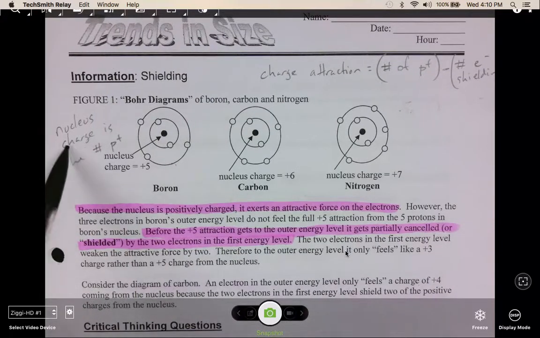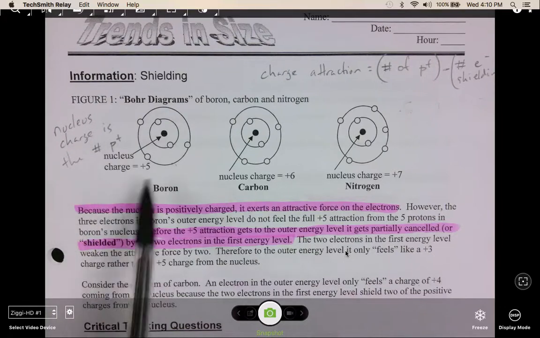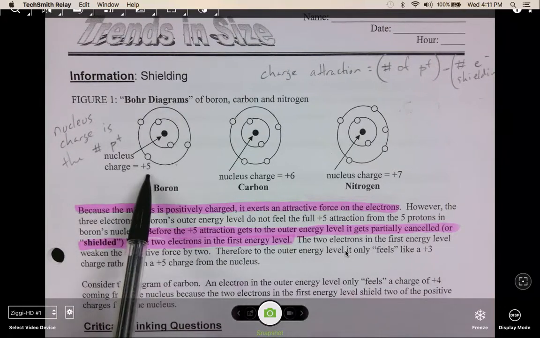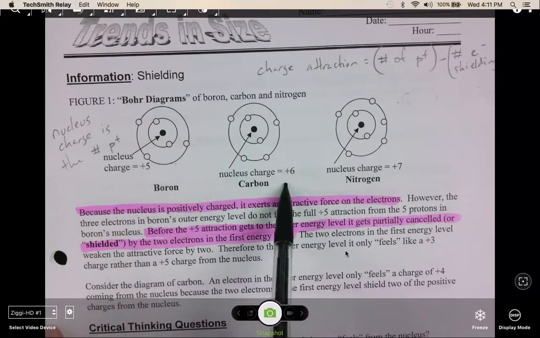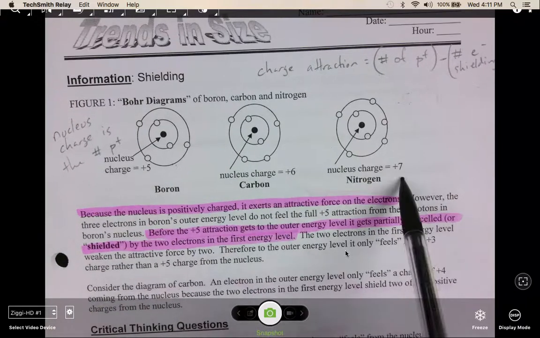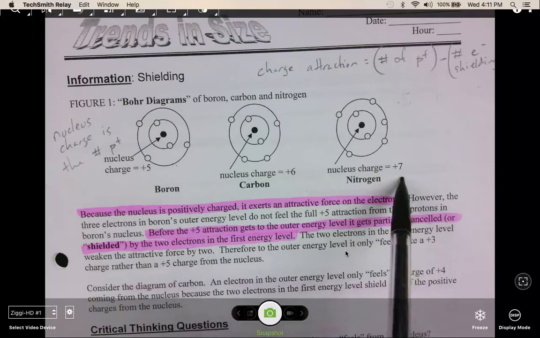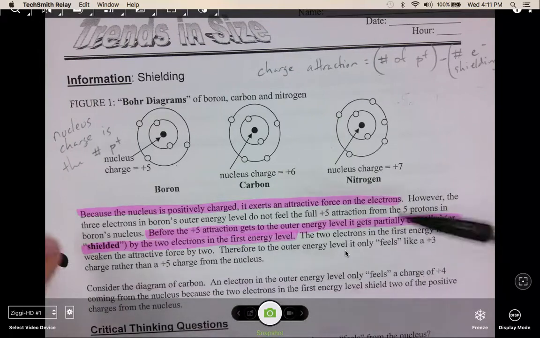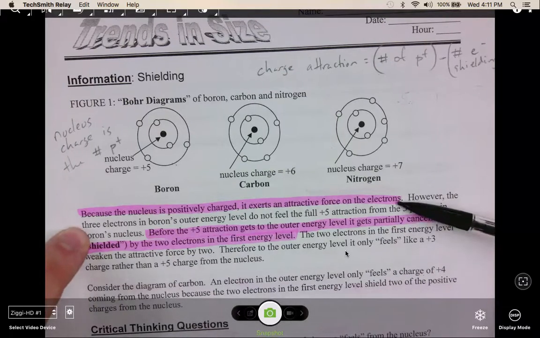The first thing I want to point out is that the nucleus charge is equal to the number of protons. So in boron we see we have a nucleus charge of 5, it's because it has 5 protons. Carbon has a plus 6 because it has 6 protons. Nitrogen has a plus 7 because it has 7 protons, and so on and so on. The trend would continue.